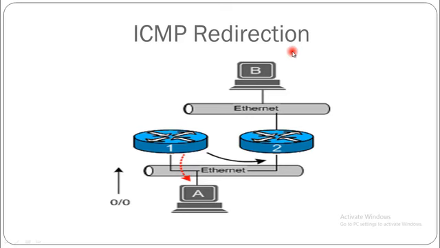The second one: the IP source address in the packet is on the same logical IP network as the next hop IP address.